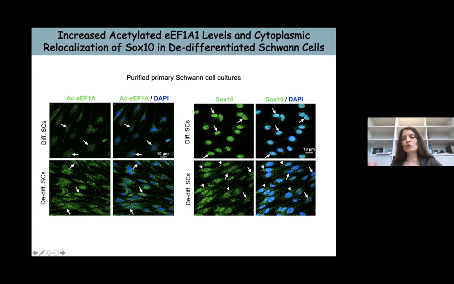Because we were looking for a direct target of HDAC2 that regulates SOX10 activity, we also looked at SOX10. What we saw is that in de-differentiated Schwann cells, you have relocalization of a part of SOX10 in the cytoplasm, and you have decreased SOX10 level. And you can see that compared to the differentiated state, SOX10 is very much nuclear. So we were looking at whether there is a potential link between those two events.